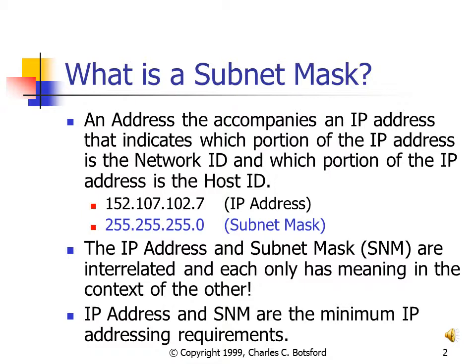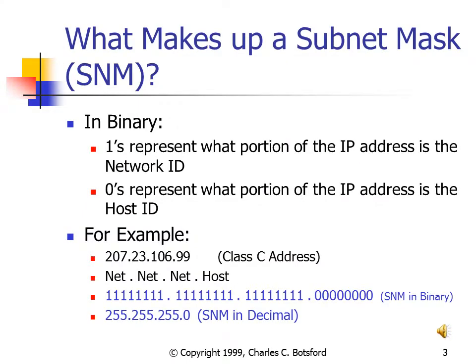Now, the IP address and the subnet mask are the minimum address requirements for any TCP/IP host or device. In many cases, we'll add a default gateway, that is the address of the router, but the minimum addressing requirements are an IP address and subnet mask. As I mentioned before, the subnet mask is a number that accompanies an IP address and indicates which portion of the IP address is a network ID and which portion is a host ID.